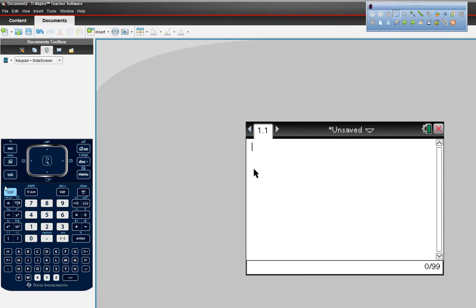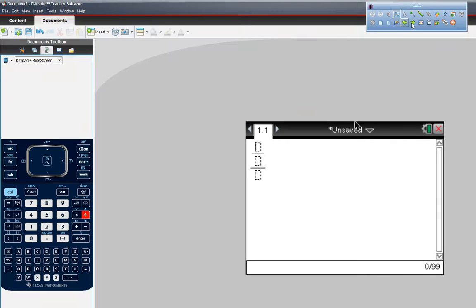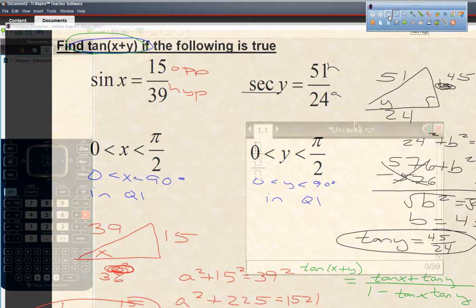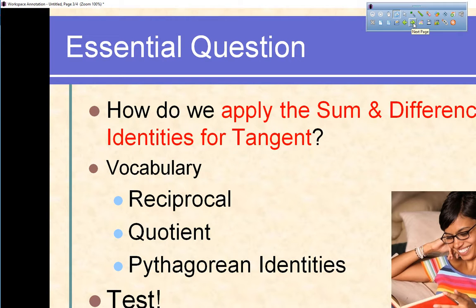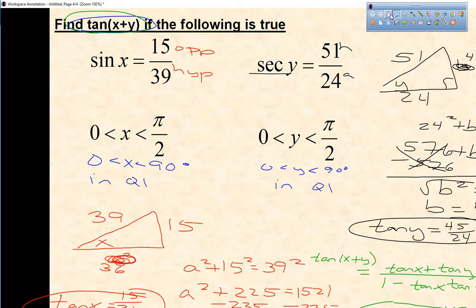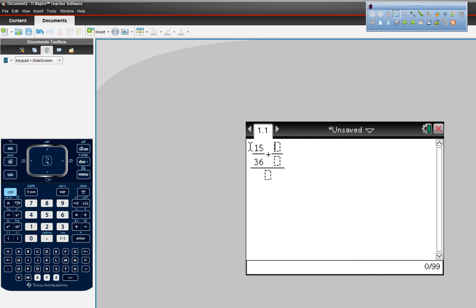First, let's hit Control Divide to make a fraction, and then Control Divide to make another fraction. Then let me go back and look at it. It is 15 over 36. Then come over, plus Control Divide again. And let me see what that was. That was 45 over 24. So this is 45 over 24.